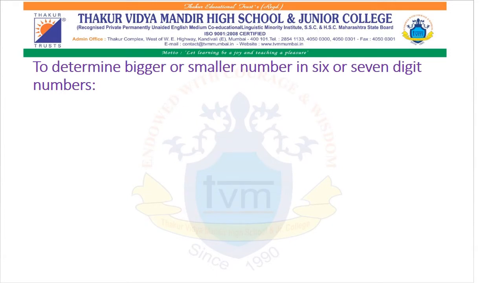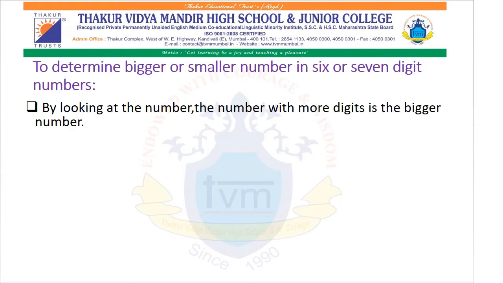Now we'll go to the next slide for comparison of 6 or 7 digit numbers, to determine which number is bigger or which number is smaller. For that, we have to look at the number. If you look at the digits in the number, you will come to know which number is bigger or which number is smaller.